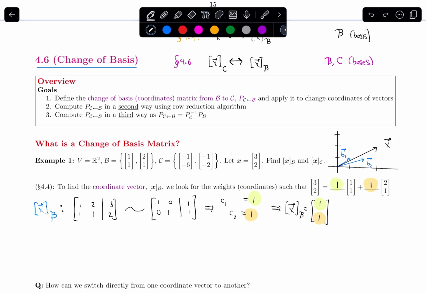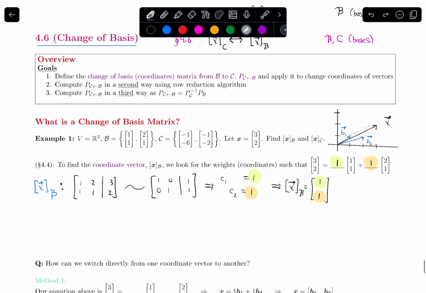And I could check this. If I made a parallelogram using b1 and b2 to add them together, that vector x lies perfectly along the diagonal of that, which means x is just b1 plus b2. Okay, so the problem said let's also get the coordinate vector of x in terms of the basis c. So x in terms of the basis c, let's do that as well.